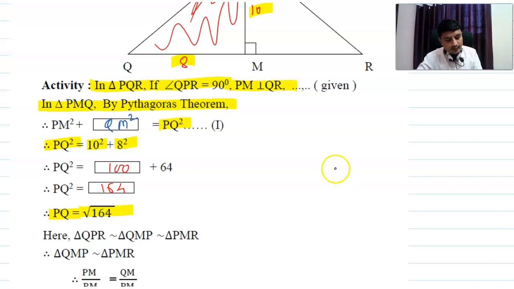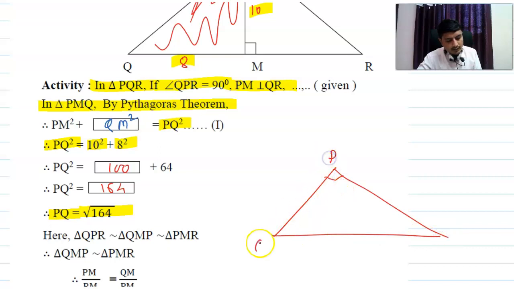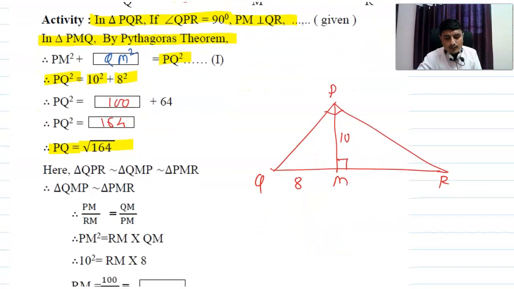Now there are three triangles. Look at the given triangle carefully. We have triangle PQR. In it, QPR is 90 degrees, and PM is the perpendicular on QR. QM value is 8, PM value is 10. So the three triangles PQR, PMQ and PMR are similar, so here we have triangle QPR similar to triangle QMP, which is similar to triangle PMR.